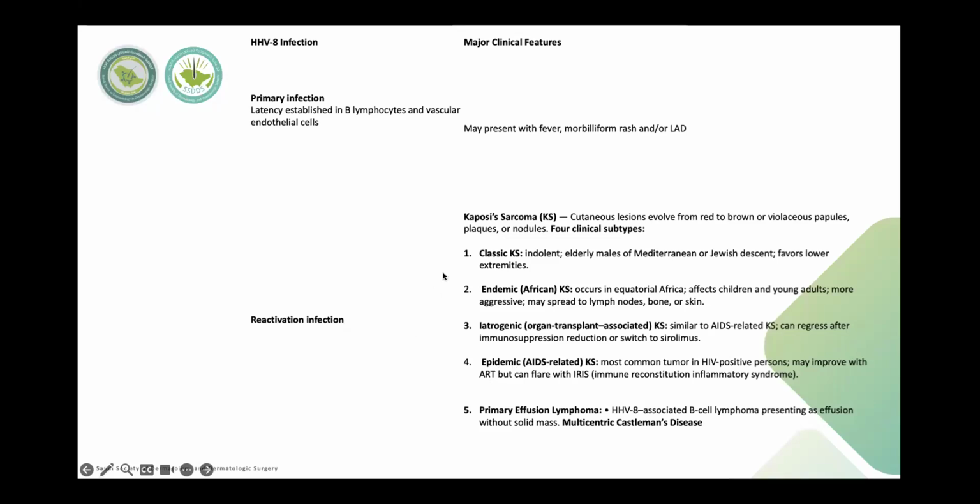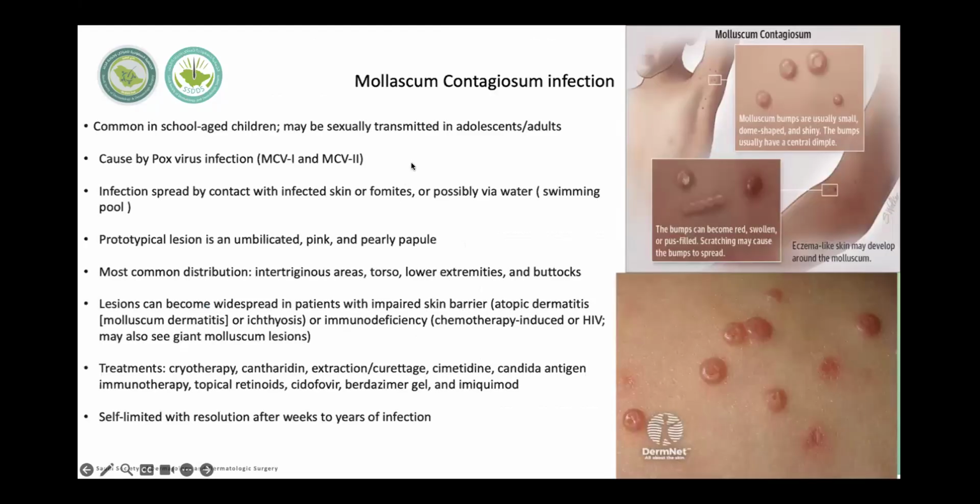However, there are a lot of types of Kaposi. Classic, which usually presents in the lower limb, usually in elderly individuals. African, usually in young children, and it can spread to lymph node, bone, and skin, very aggressive. And also it can be like in AIDS because of immune deficiency, in people who receive immunosuppressant therapy, organ transplant patients. So there are a lot of causes of Kaposi.